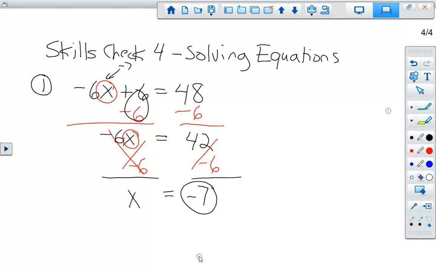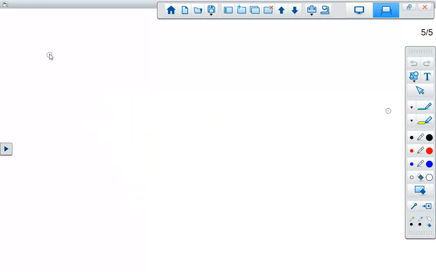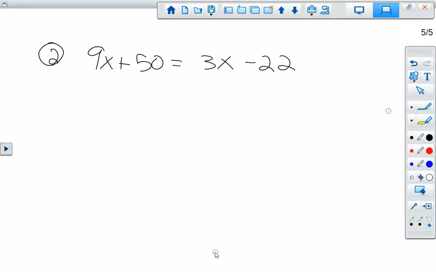Okay, so let's take a look at that. Everyone's good with this one? Got what you need? Okay. All right, so the next one has something like this. Now there's an x on both sides. Okay. So what we're going to try to do is turn this into the previous question.